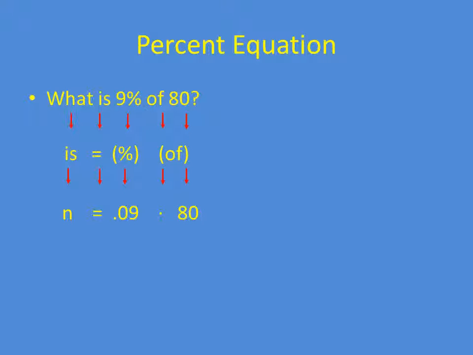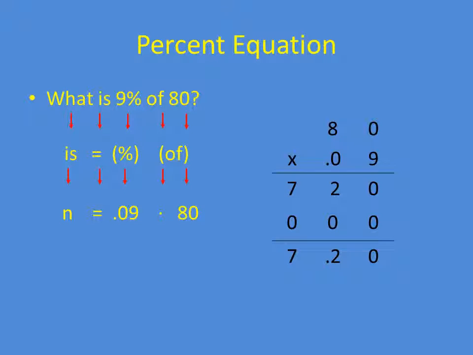So in this case, we're going to multiply 80 times 0.09. Notice that I have 2 digits behind the decimal here. Just as a reminder, when I'm multiplying, that means I've got to bring my decimal in 2 places for my answer. So in this case, 9% of 80 is 7.2.